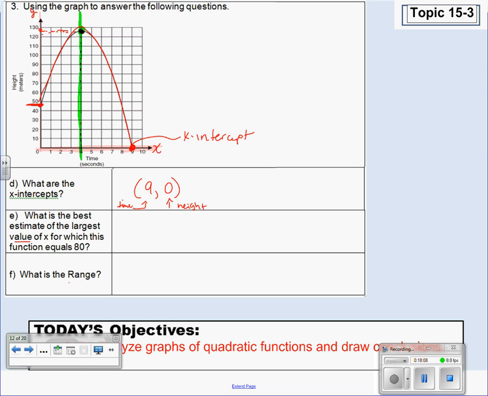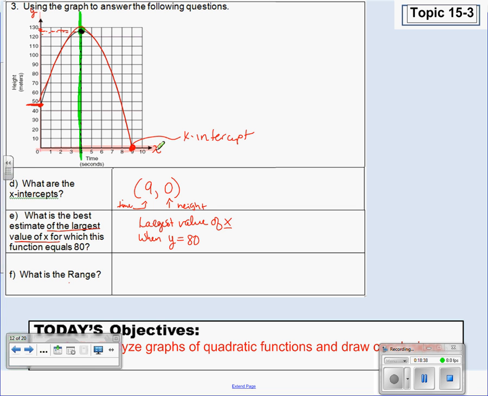E says, what is the best estimate of the largest x value for which this function equals 80? So again, what are we trying to find? We're trying to find the largest value of x. I want the largest value of x when my function equals 80. Well, if I'm looking for x, then what I'm given has to be the y. So y must equal 80.